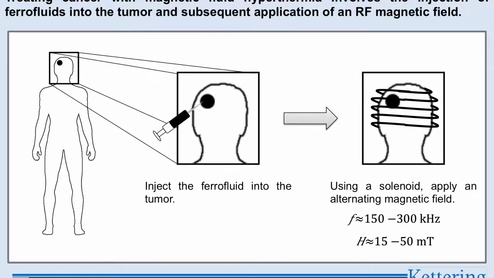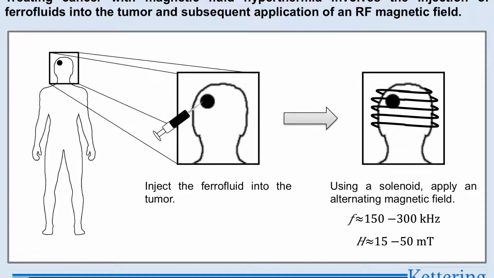They were designing this coil that could be lowered down over the head, and that coil would produce an alternating magnetic field, and that alternating magnetic field would typically be in the radio frequency range, somewhere between 150 to 300 kilohertz, with a very small amplitude in the millitesla regime. And we can start to heat that tumor and hopefully induce necrosis in there.